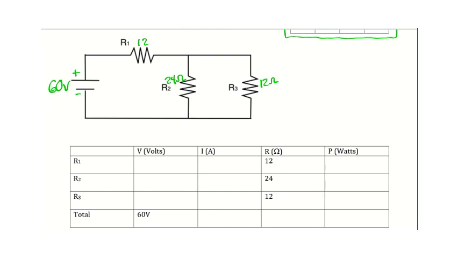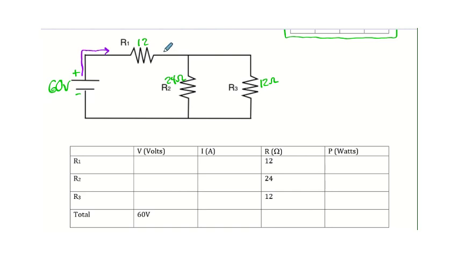So why is this called a combination circuit? Well, let's take a look as though we were the current flowing through the circuit. So you come out of the power supply. Do you have to go through R1? You do. There is no way you can get from the positive end of the power supply to the negative end of the power supply without going through R1.